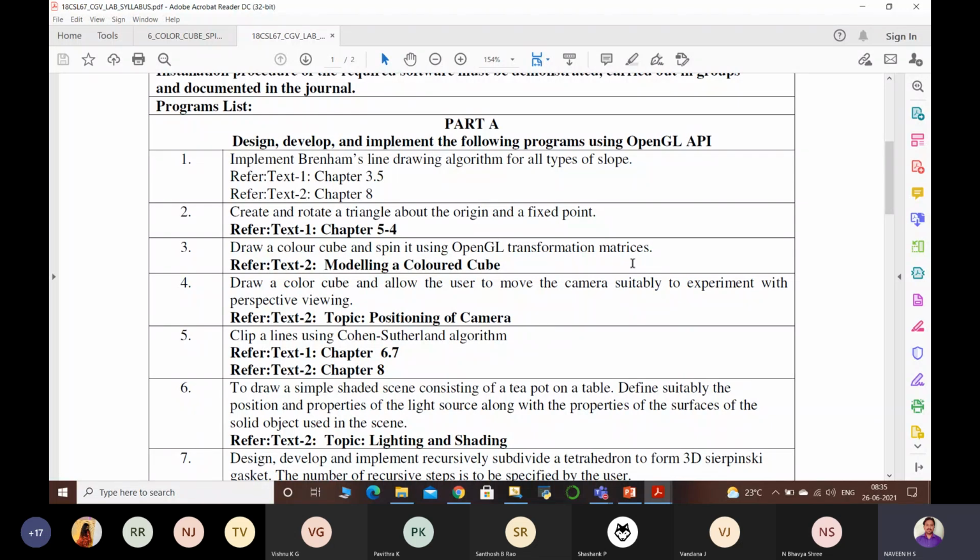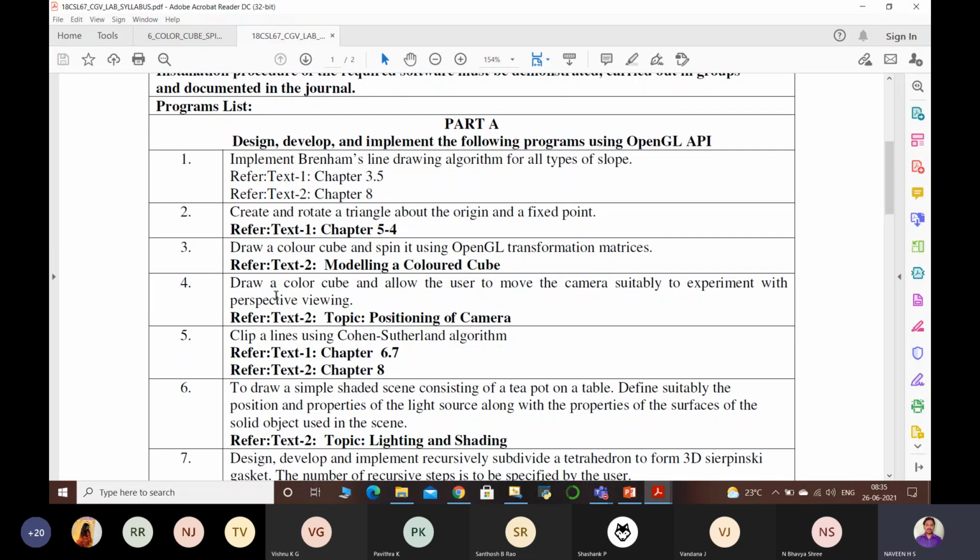By default, they are asking this in the third question. But in the fourth, they are specifying something: draw a color cube and allow the user to move the camera suitably to experiment with perspective viewing. So manually we have to perform this function, whereas in the other the cube automatically spins. Here, using a keyboard or mouse interface, we have to perform the spinning of this color cube. Both are the same. If you understand one, the other will go easily.